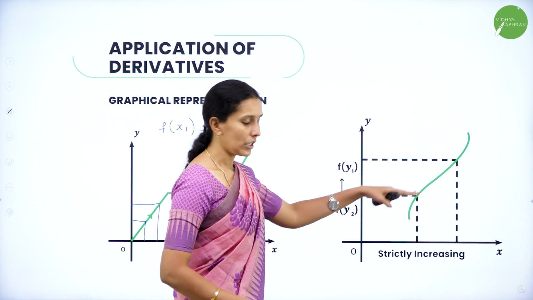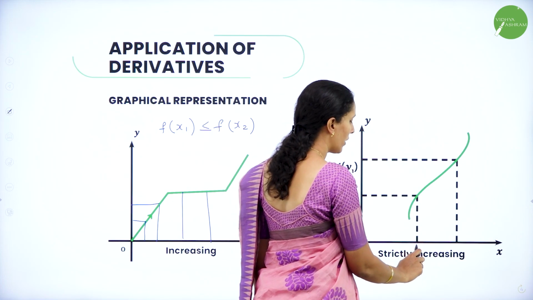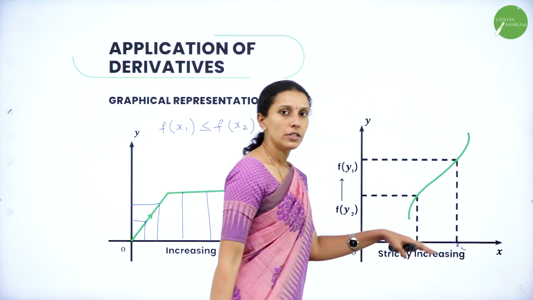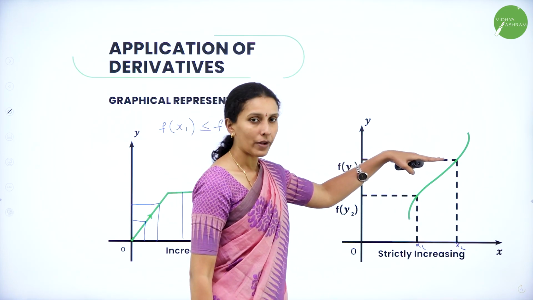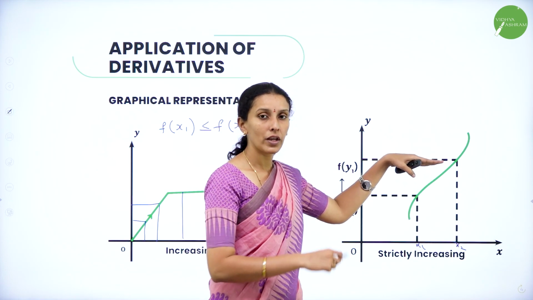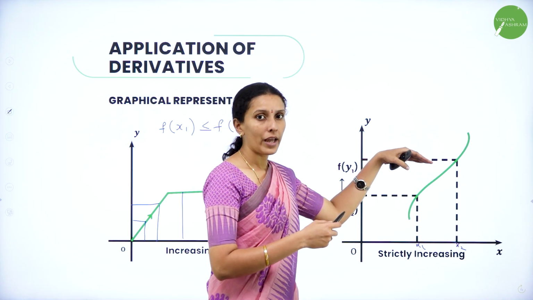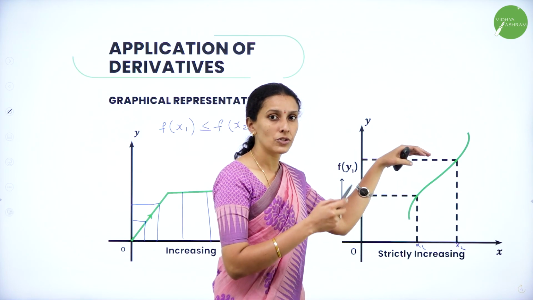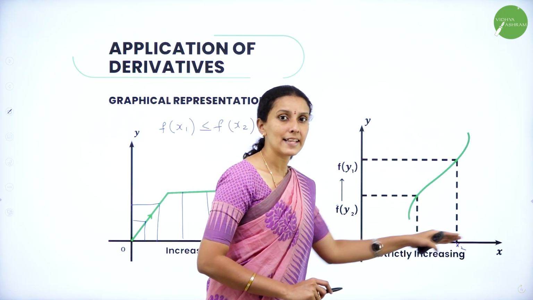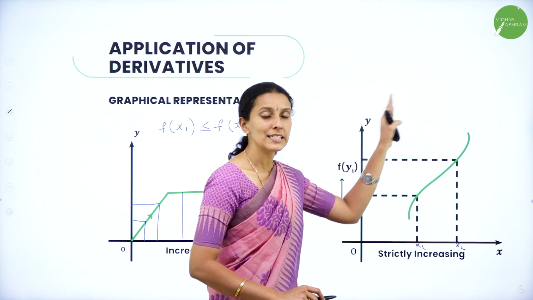Clearly, you can observe here, suppose I take this as x1, x2. For any interval, the function is strictly increasing. There is no point where f of x1 and f of x2 are the same. So we can clearly say for each point on the x-axis, the value on the y-axis is increasing.